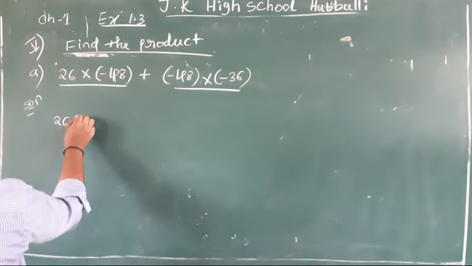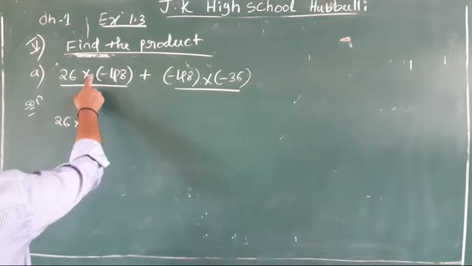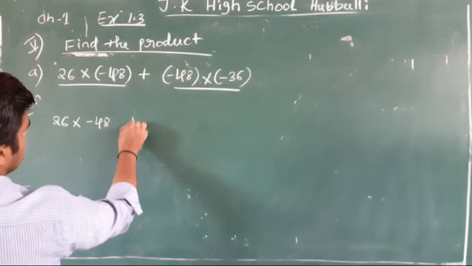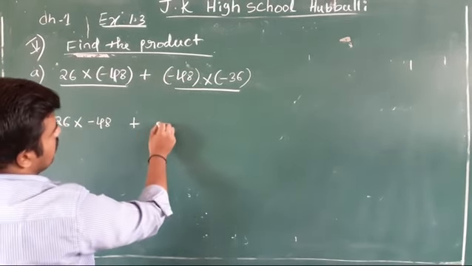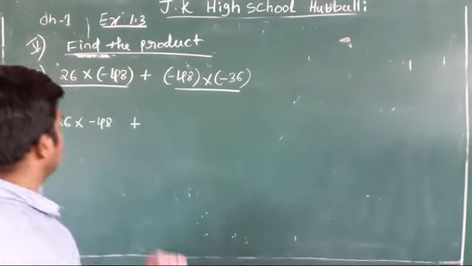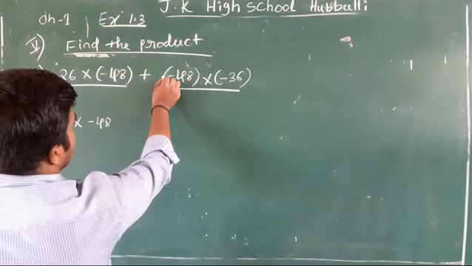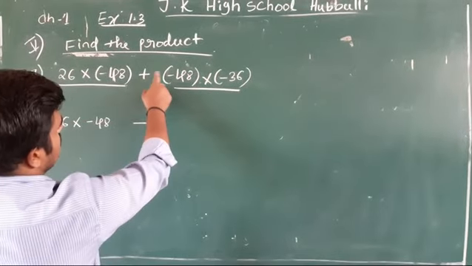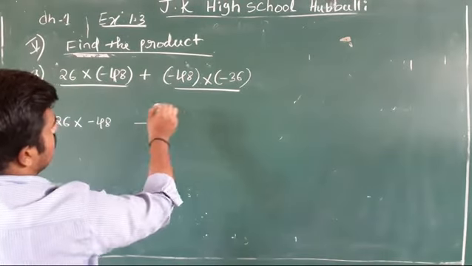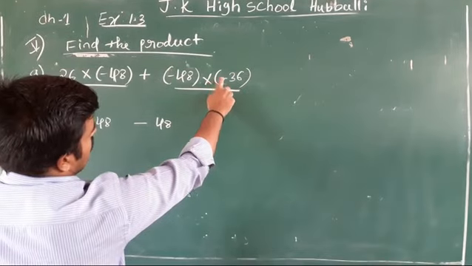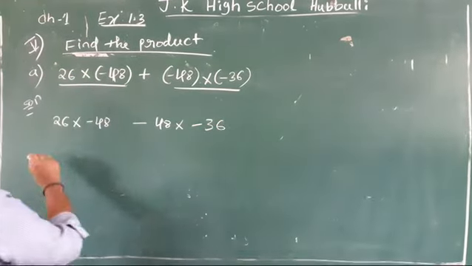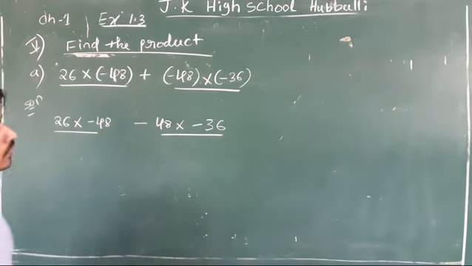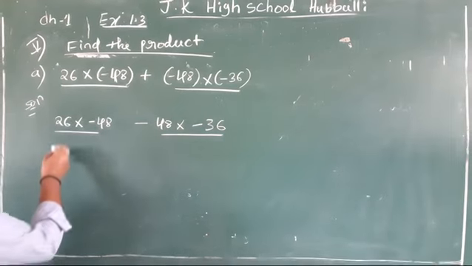26 as it is, into as it is, plus into minus will give you minus. 48 came outside. This plus as it is. To open this bracket, this plus into minus will give you minus, and 48 came outside. Here plus into minus, into as it is, plus into minus, minus. First multiplication you have to do, afterwards addition.